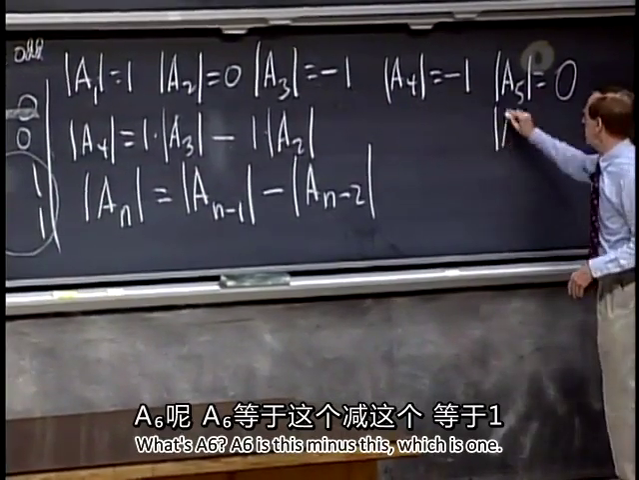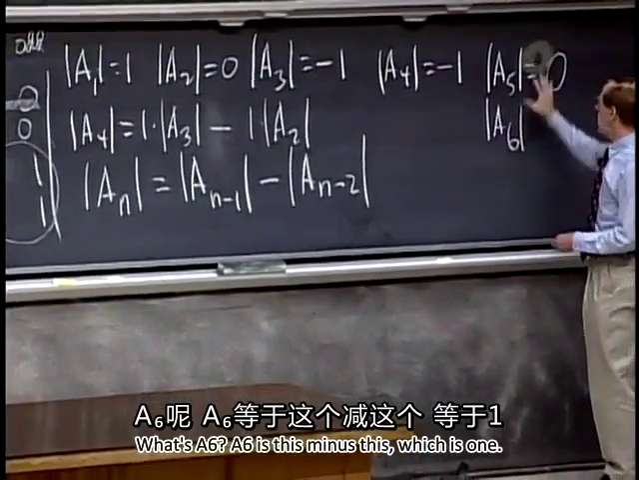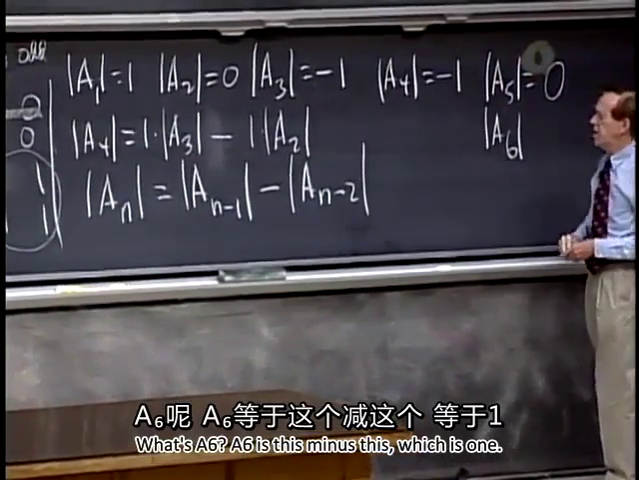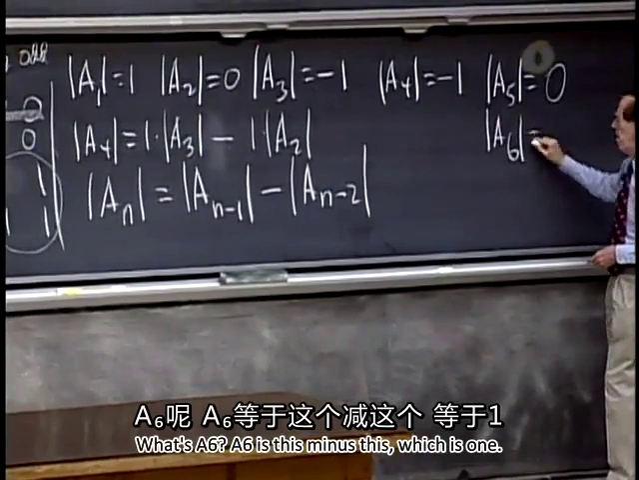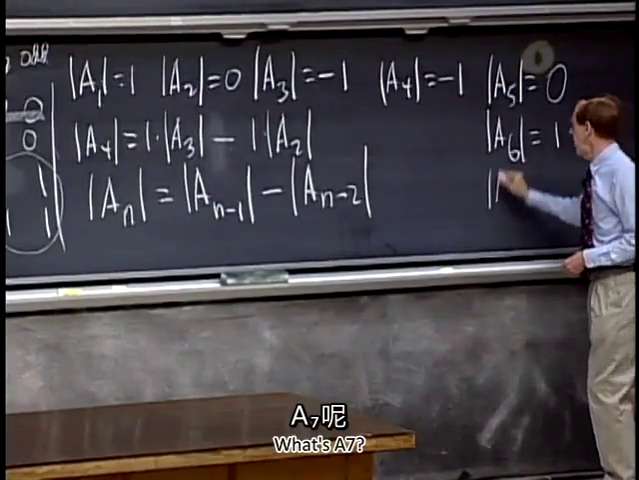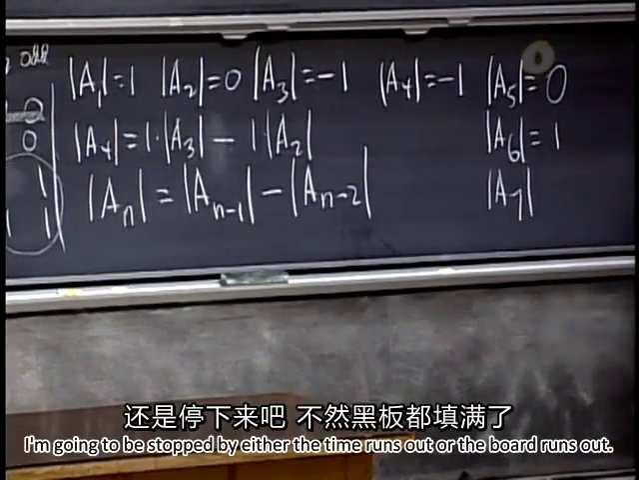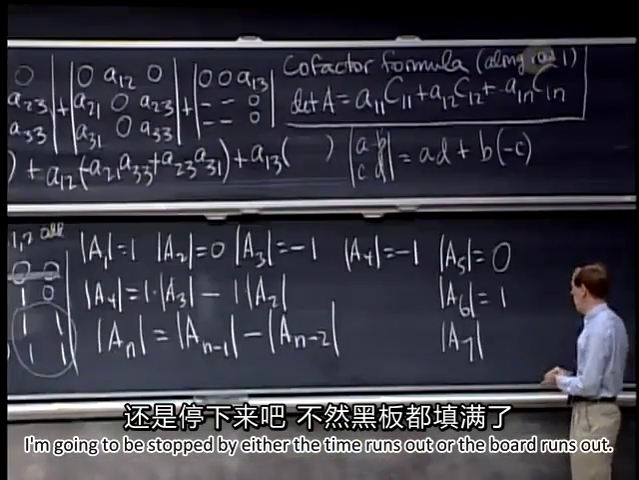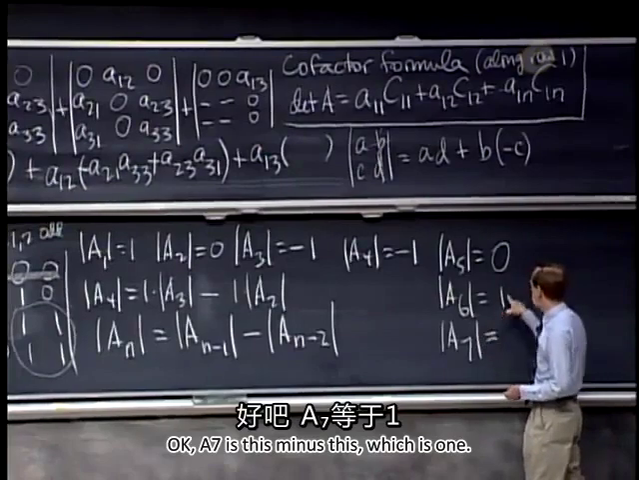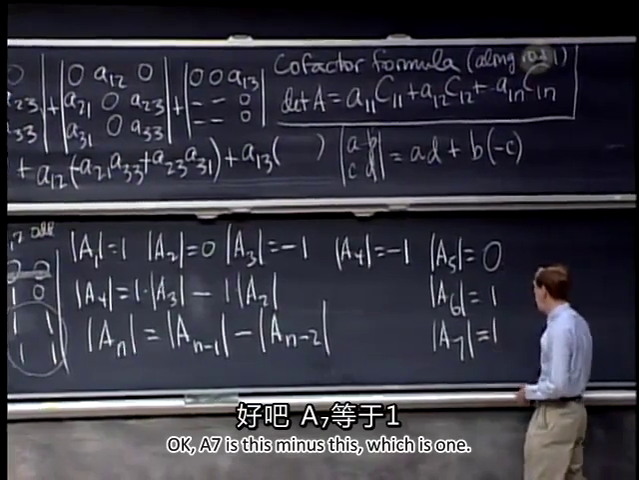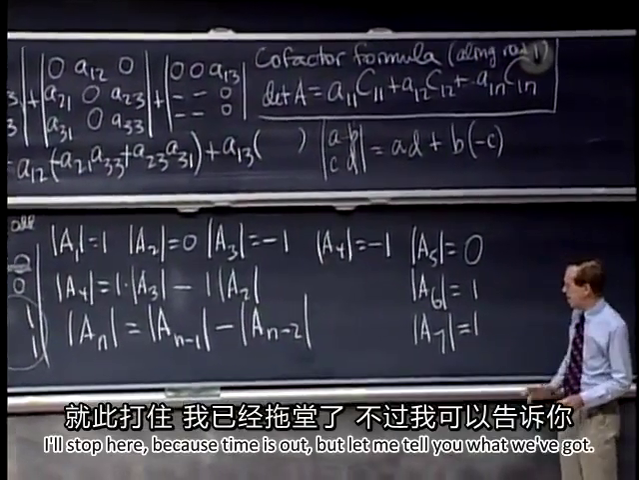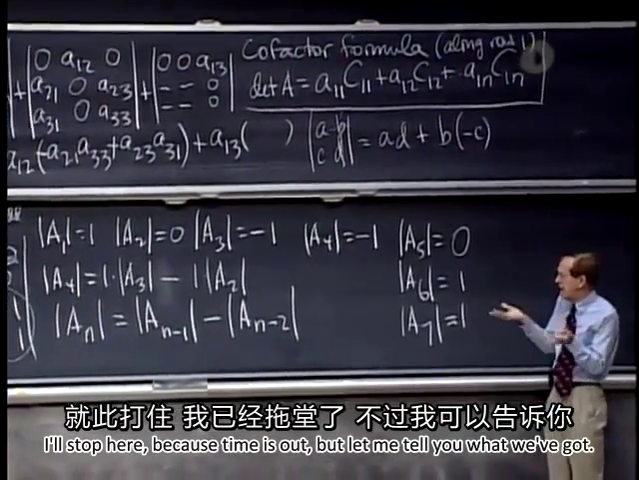What's A6? A6 is this minus this, which is 1. What's A7? I'm going to be stopped by either the time runs out or the board runs out here. Okay, A7 is this minus this, which is 1. I'll stop here because time is out, but let me tell you what we've got.